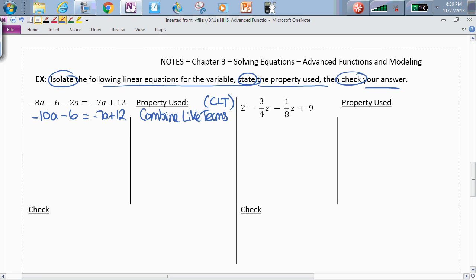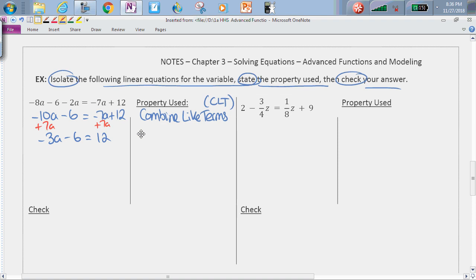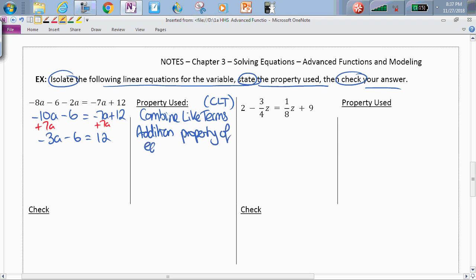And I'm going to move over this 7a, so I'm going to add 7a to both sides. And that gives me negative 3a minus 6 equals 12. Addition property of equality. I'm going to move this 6 over. It's subtracting, so I'm going to add it to both sides. And I have negative 3a equals 18. This is also the addition property of equality, so I'm going to leave that for this line.